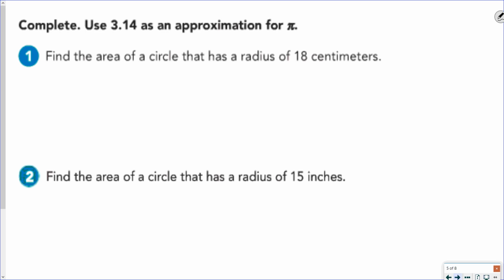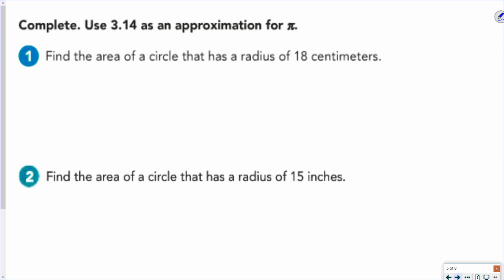So go ahead and pause here, answer these 3 questions, and when ready, resume playback, and we'll go over them. All right. So hopefully you've had some time to answer those 3 questions, and now let's look at them.